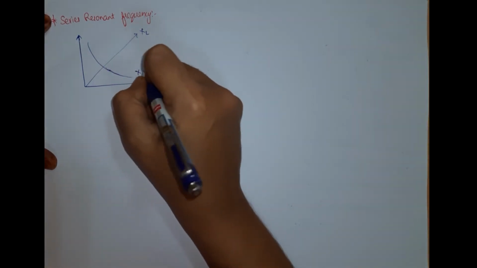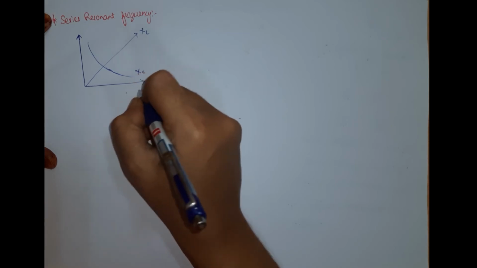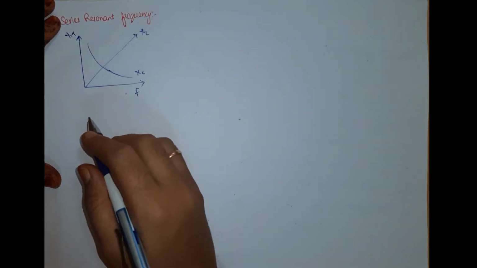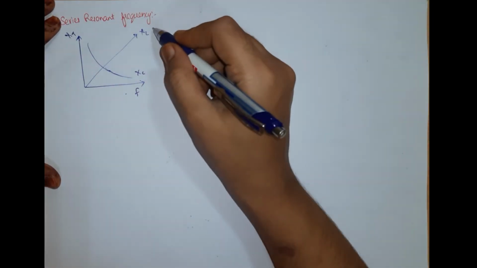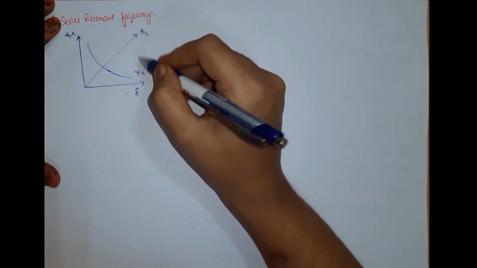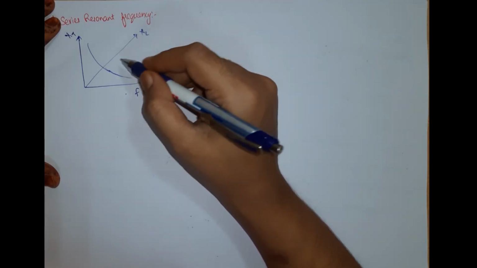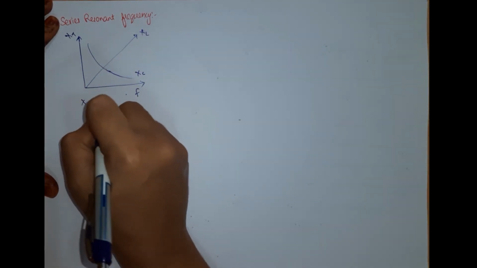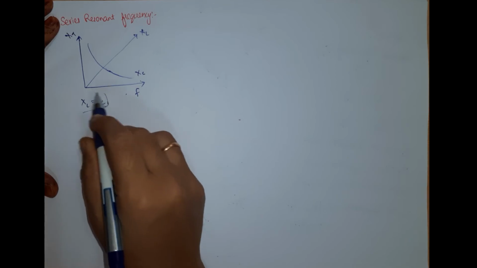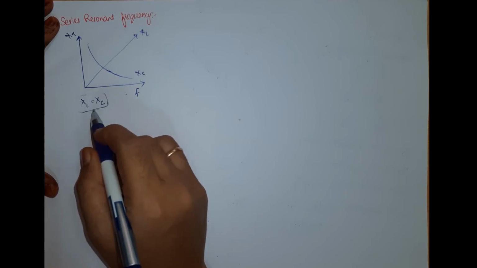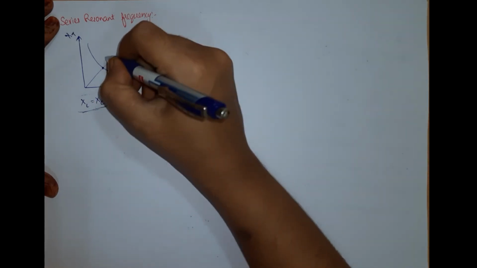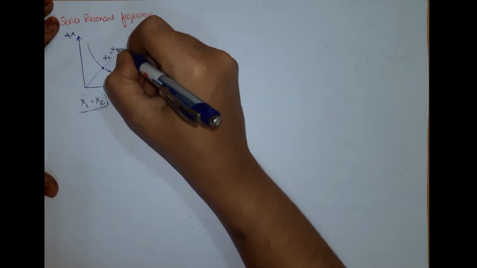A circuit is now said to be in resonance if the effect of these two reactances, that is XL and XC, which are opposite and equal, cancel out each other, as XL is equal to XC. The frequency at which this happens is called series resonance. So this intersection point is nothing but the XL equals XC point.